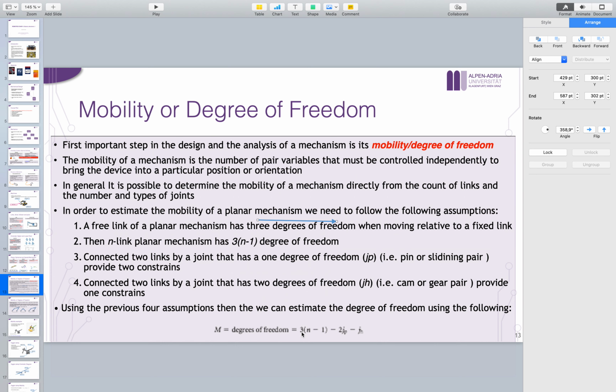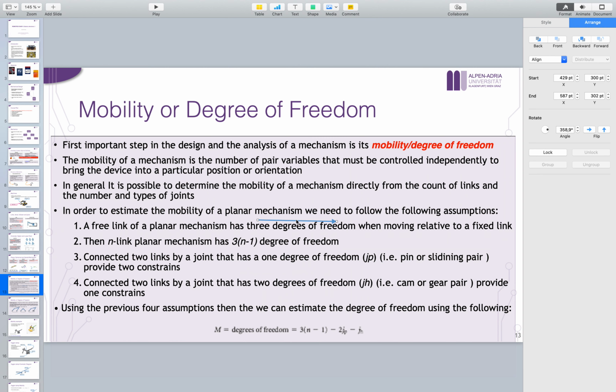So the idea is that we have different links in this mechanism. Let's see how we can reduce the mobility of these links by connecting them, and what the final mobility would be. Now, this 3 multiplied by n minus 1. First of all, we have 3, then we multiply it by something, and then we are reducing the degrees of freedom. So at the beginning we have the total degrees of freedom of the mechanism, and then we reduce it.